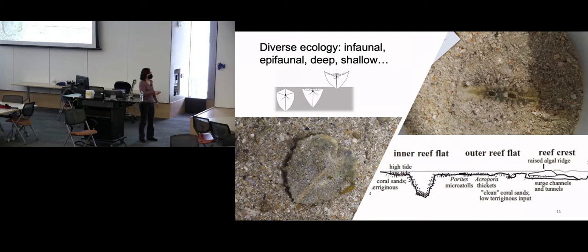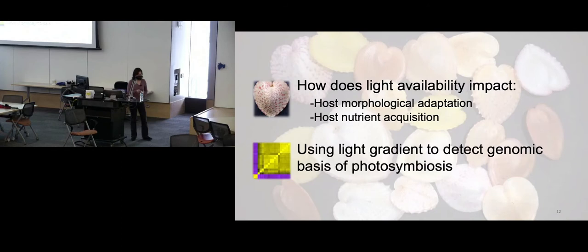differ. So because of that, we could actually ask questions like, how does light availability impact their morphological adaptation, right? Think about the clams. They inherently have hard shells that close up and they're opaque, but now they have this problem. They have to expose themselves to sun and get sun to penetrate their shells and give it to the algae, right? So how does that impact their morphological adaptation?